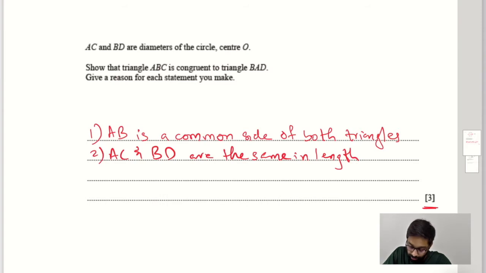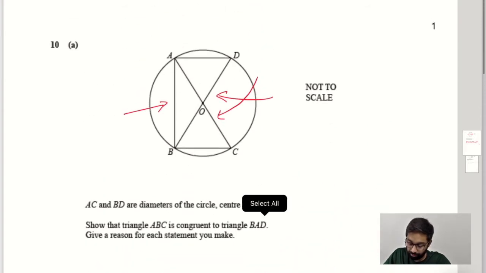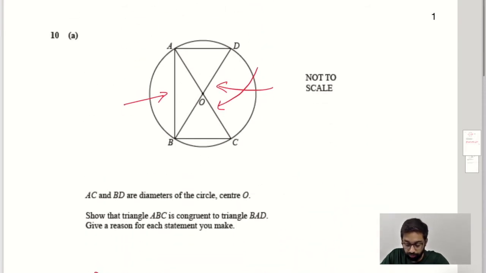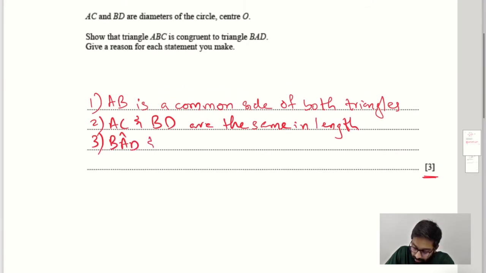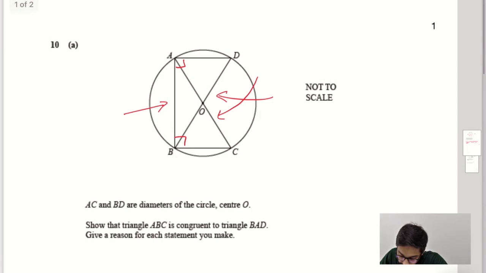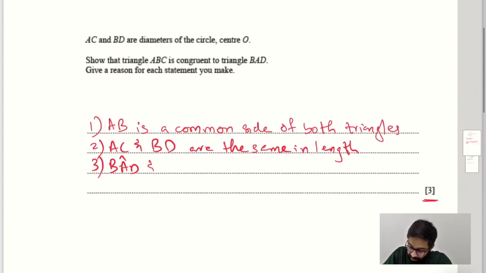The third statement that we can find out is that both of these triangles are right triangles. So this angle right here and this angle right here, both these angles are 90 degrees. So we can say that angle BAD and angle ABC are both 90 degrees.